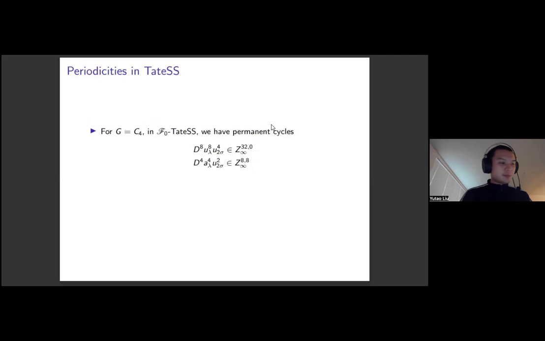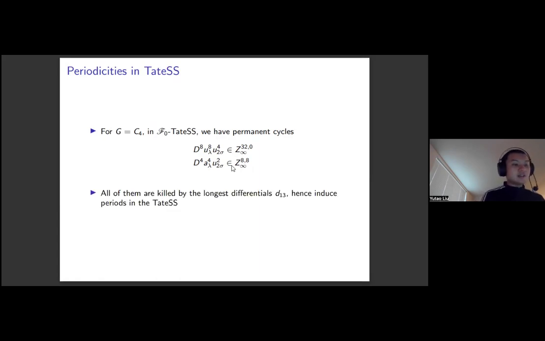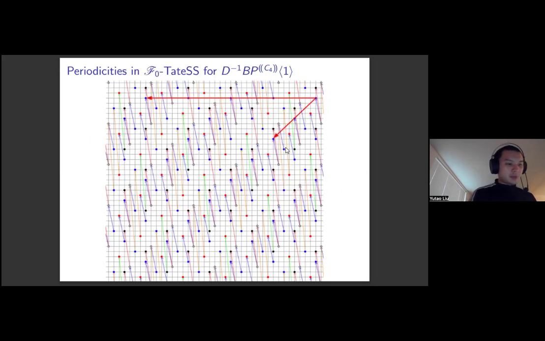Here's another example. If you replace F1 by F0, these are the elements which represent the periods, which have degree (32, 0) and (8, 8). And again, they will both be killed by the longest differential in Tate, which is d13, and hence induce periods. And this is another graph about how things work.